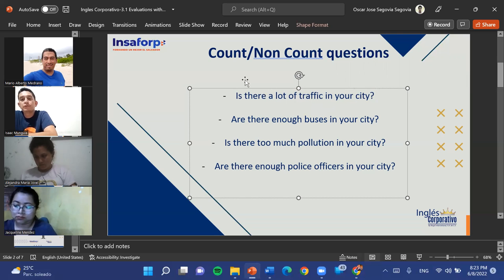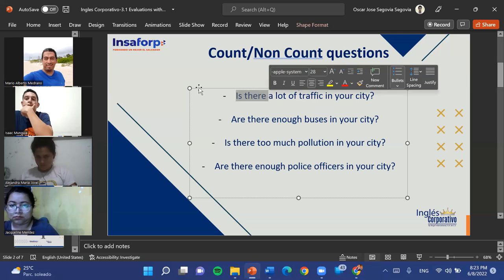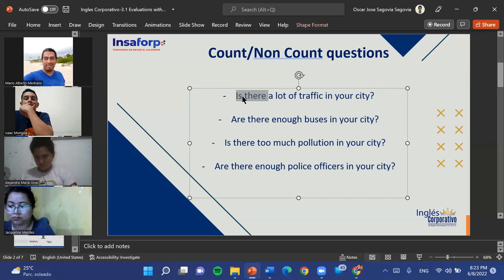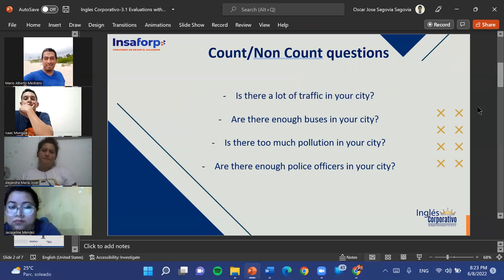Non-countable. Very good. Yes, it will be referred to a non-countable because, as I mentioned yesterday, in the beginning here, we have this structure, is there. And whenever we use a singular, when we're asking questions about situations in a city, situations in a community, whenever we use singulars, we are going to be referring to non-countable nouns, because they cannot be turned into countable nouns or into plurals, more like it. Therefore, this, of course, refers to a non-countable question.